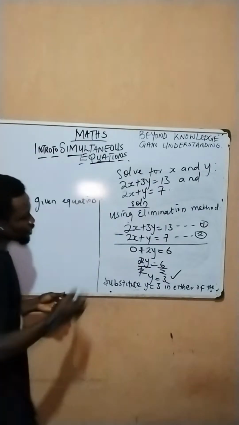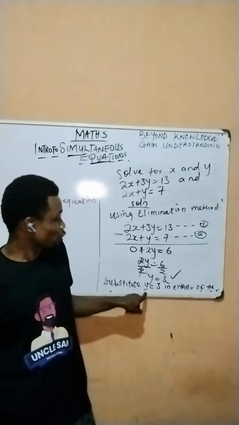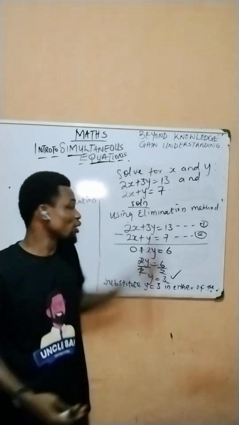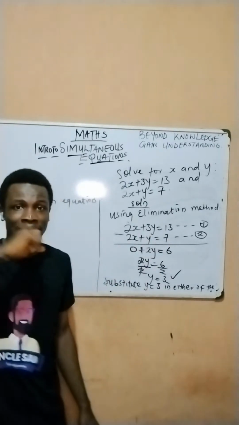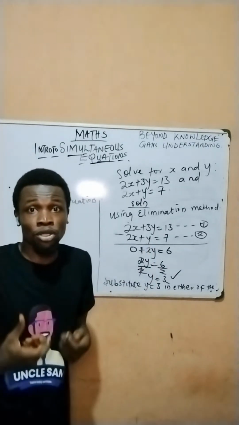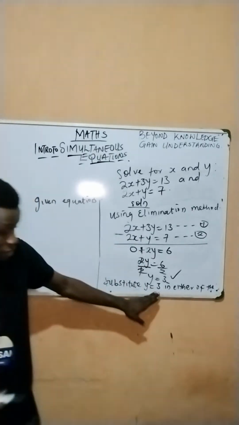So now that we've gotten the value of y, we're asked to substitute that y, which is equal to 3, into any of the given equations. It will still give us the same value. So I'm going to substitute in equation 1, and right after that, I'm going to substitute in equation 2 to see if it gives us the same value for x. We have y, we are looking for x.